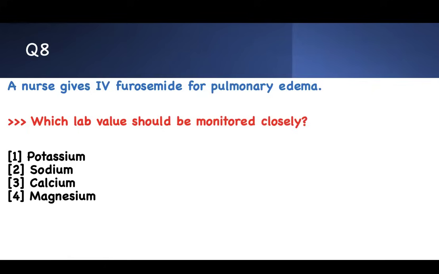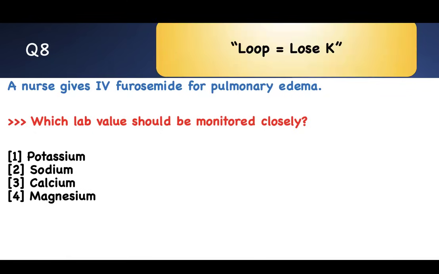Which lab value should be monitored closely? This one is straightforward. It's a bonus one. But you have to know because it's an emergency medication. Then let's give IV furosemide for pulmonary edema. Patient in pulmonary edema, in an emergency, you give them IV furosemide. What should you look for? Furosemide leads to what? Loss of K. That's what you look for.